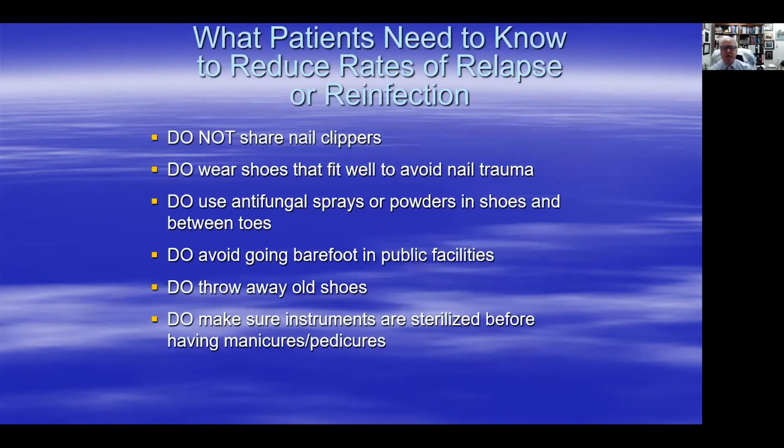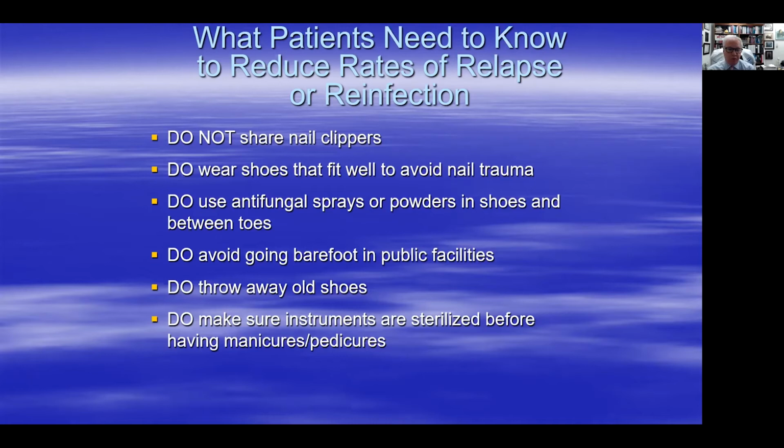So what do patients need to know to reduce the rates of relapse or reinfection after we start treatment? Don't share nail clippers. Do wear shoes that fit well to avoid nail trauma. Do use antifungal sprays or powders in the shoes. Avoid going barefoot in public facilities. Throw away old shoes, and make sure that instruments are sterilized before going to a pedicurist or a manicurist.